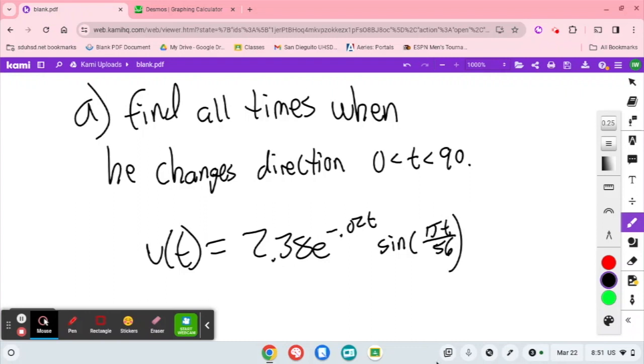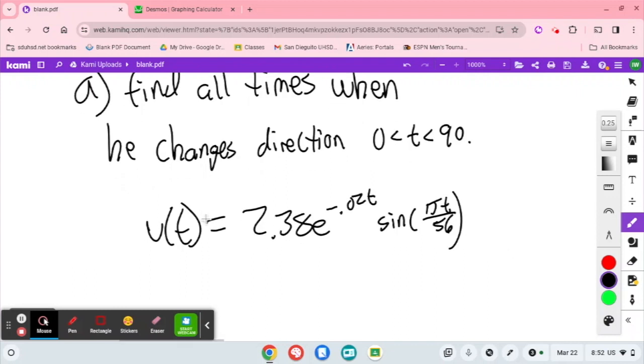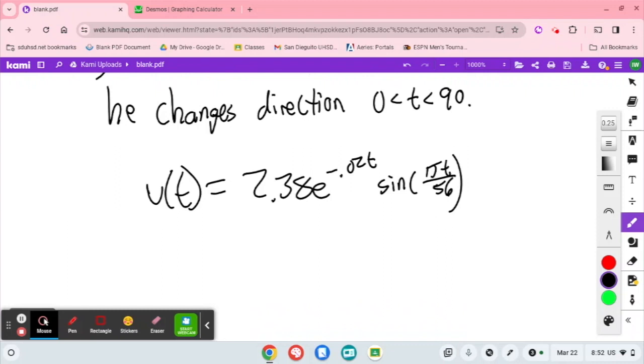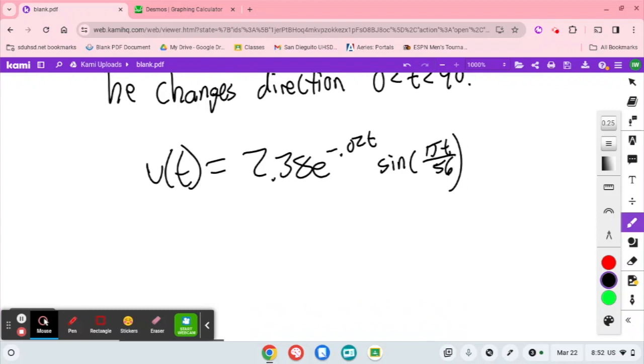And so for part A, it's asking to find all times when he is changing direction. So what we're first going to want to do is set the velocity function equal to 0, because anytime an object changes direction, there's going to be a point where they are going 0 units per time measurement. So we can say set v of t equal to 0. And this isn't anything that we can solve by ourselves. So we're going to want to put this into a calculator.